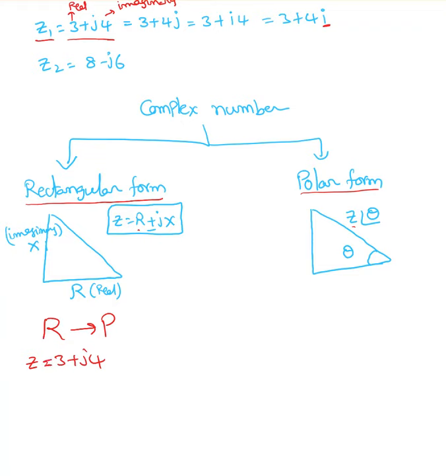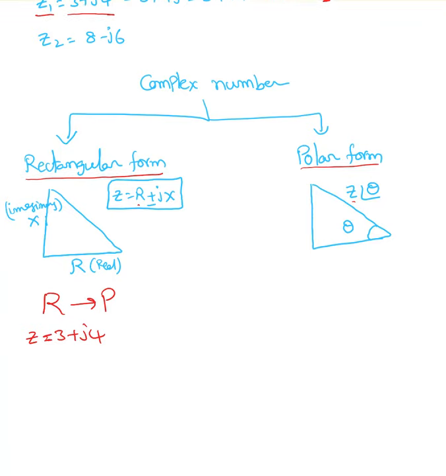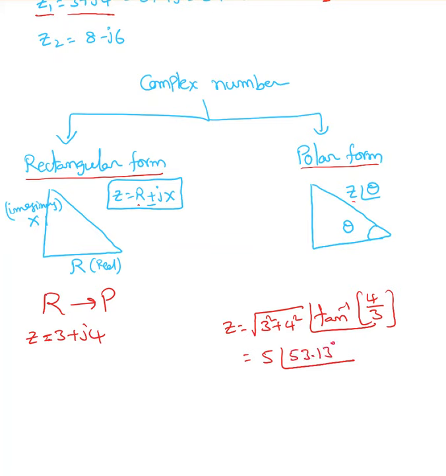When I convert this into polar form, I will end up with magnitude and phase angle. So magnitude, the modulus of z, equal to square root of 3 square plus 4 square. That's the magnitude. And phase angle is tan inverse of imaginary over real, always imaginary over real. So this value is 5 at an angle of 53.13. This is the polar format, and this is the rectangular format. Let me take this as z1. So z1 equal to 3 plus j4, which is equal to 5 at an angle of 53.13.